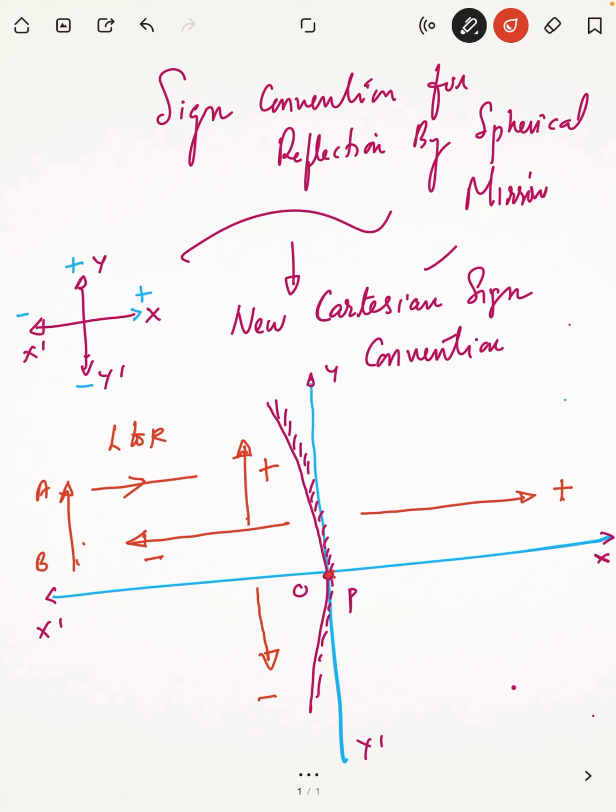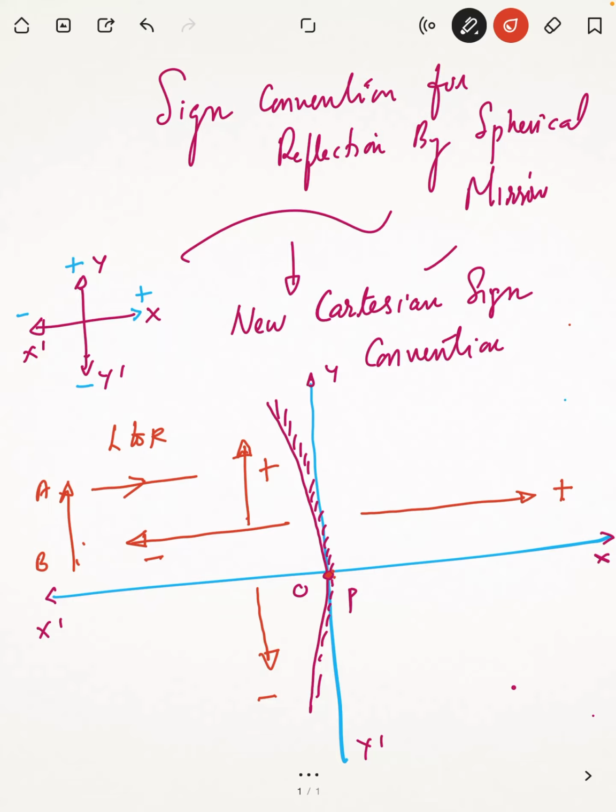Next, all distances are to be measured from the pole. Those distances measured toward the right side from the origin, that is along the positive x-axis, will be taken as positive, and those measured towards the left side, that is along the negative x-axis, the x dash axis, are taken as negative. Distances measured upward, along the y-axis, are positive, and distances measured downwards, along the y dash axis, are taken as negative. Okay. So as per the sign convention, I am going to explain the different points in the case of concave and convex mirrors.